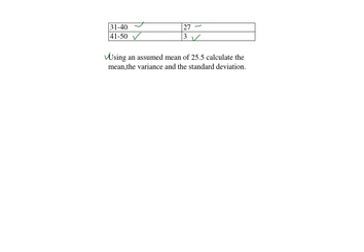Using an assumed mean of 25.5, calculate the mean, the variance, and the standard deviation. So for us to be able to calculate all these, we need to make our own frequency distribution table. So I'm going to make it right away.